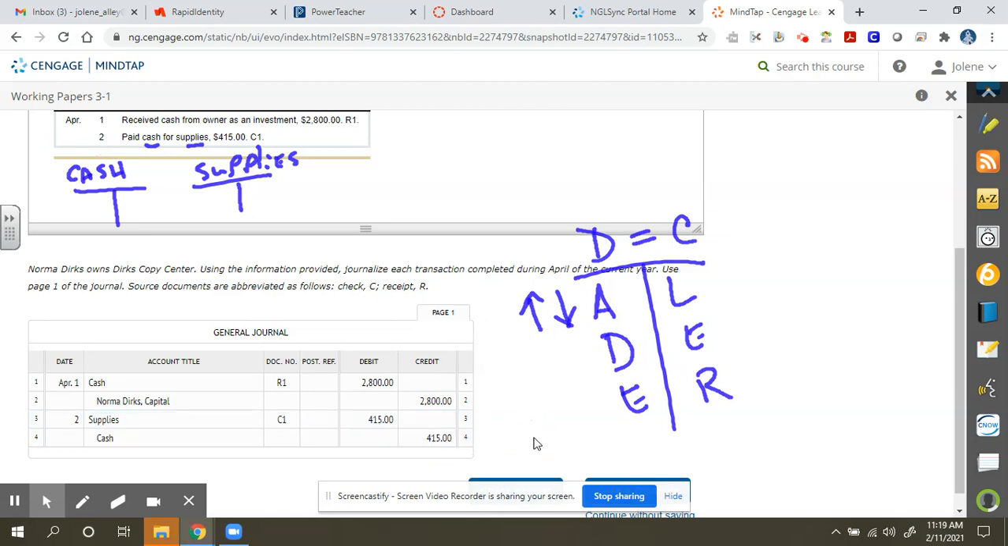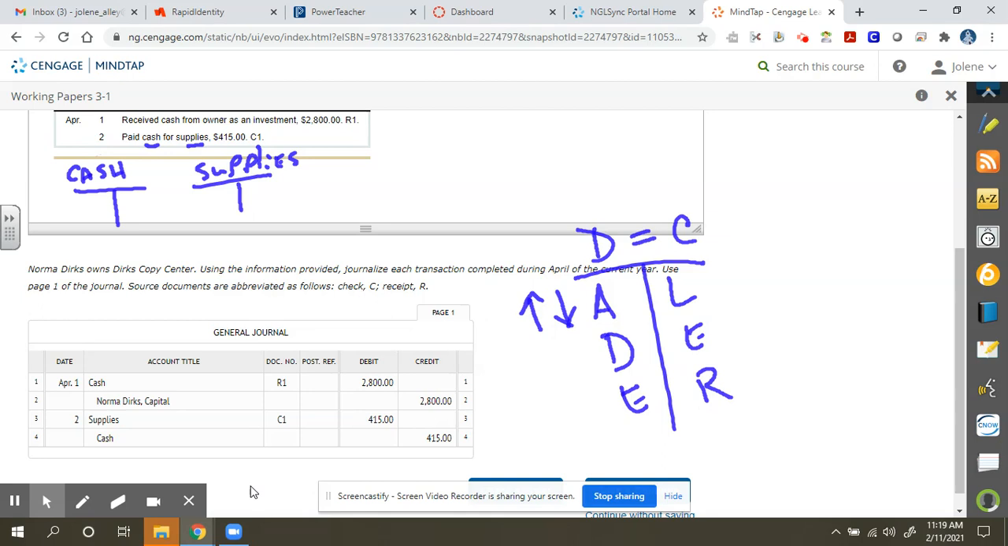Now, I want you to notice that the debit is always listed first. The debited account is always listed first, and then the credited account is listed second. Always, always. This is the way we fill these out. This is called double entry accounting. So with every transaction, you're going to have at least 2 accounts that are impacted. You always list the debit first and the credit second. Always. You put the date with the debit amount, and the source document goes with the debit amount.